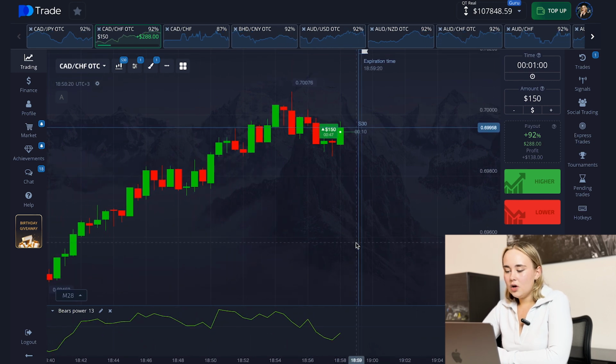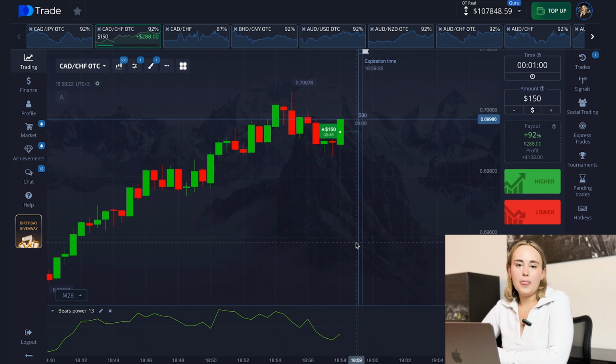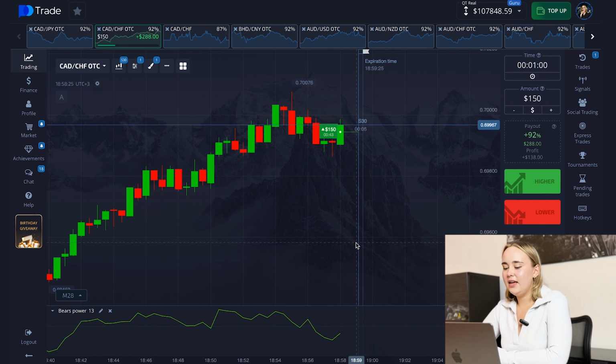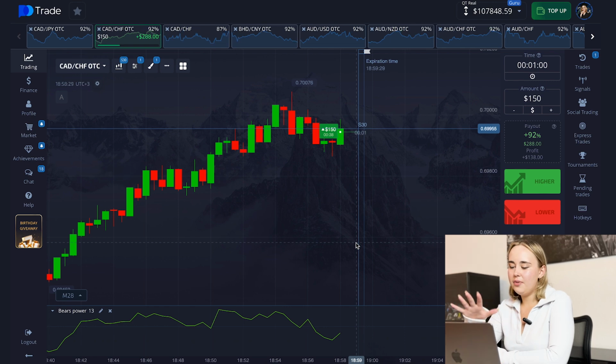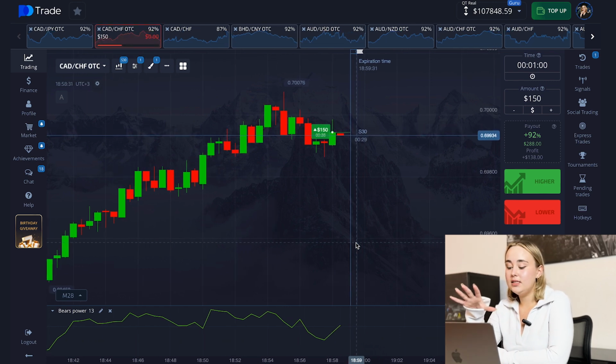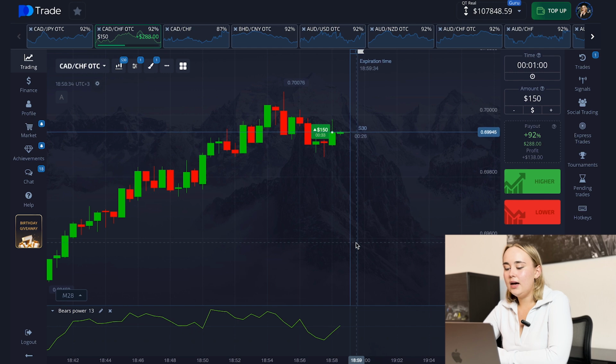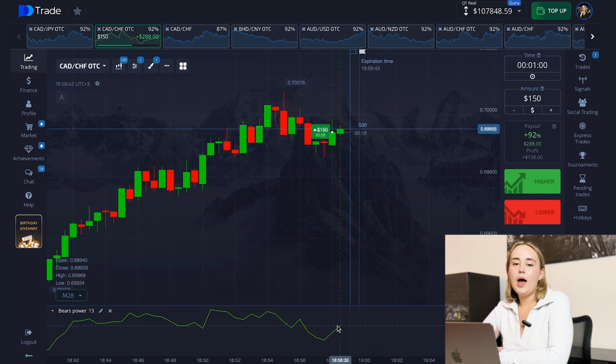It's called Bears Power because it's like a big bear puts his paw and pushes the price down. So that's why it's really sensitive to the action of price that's going down. So how can we use it to make profitable deals?